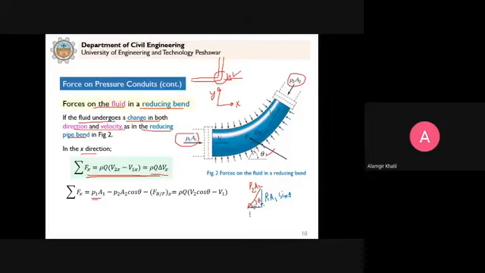And another one will be this component here. That will be equal to P2 A2 into cos of theta. So now you can see that it is acting in this direction. That's why minus P2 A2 into cos of theta.